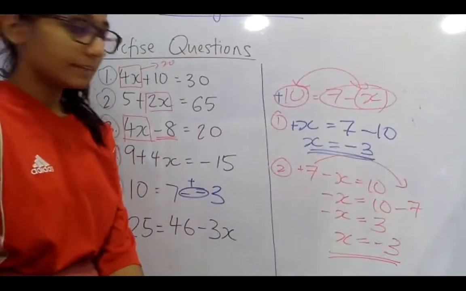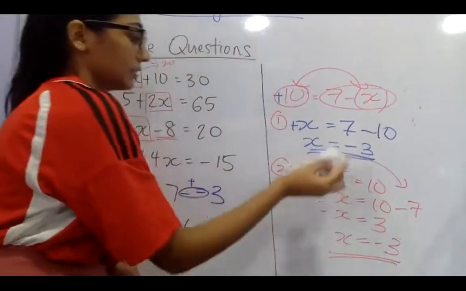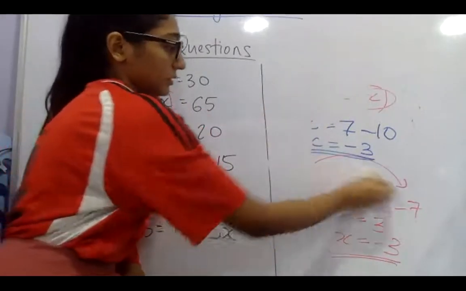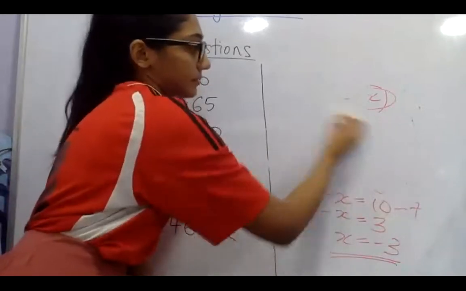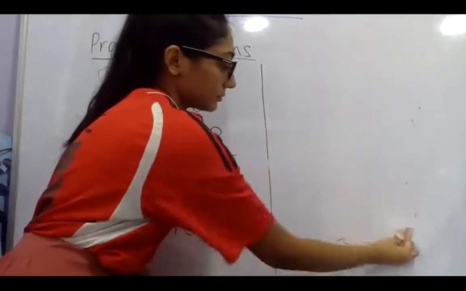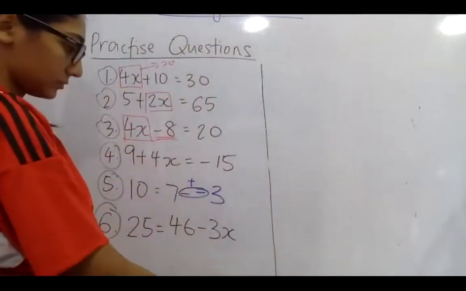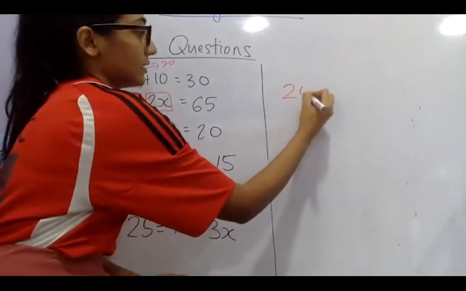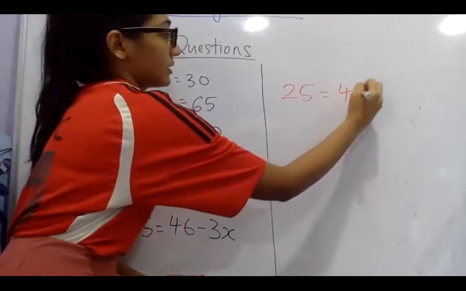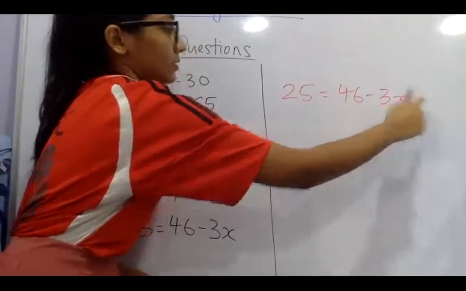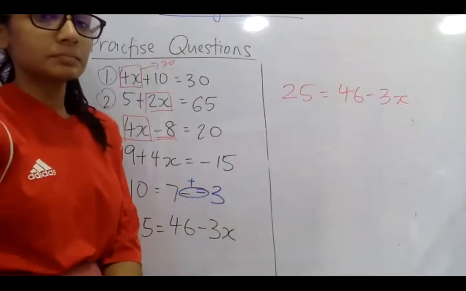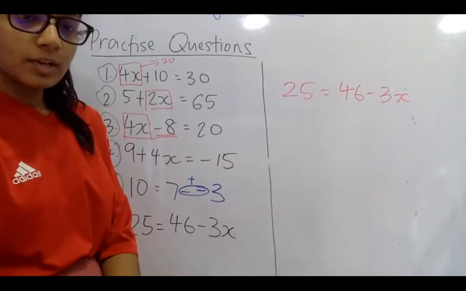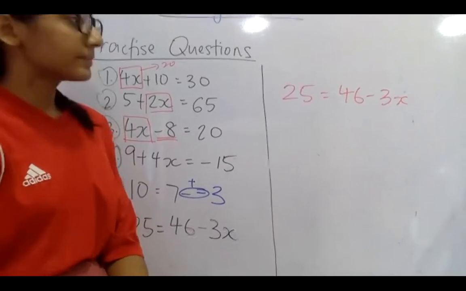Okay, let's look at question number 6. So I have 25 equals 46 minus 3x. Who wants to try? Who wants to try doing this question? Okay, Bryden.